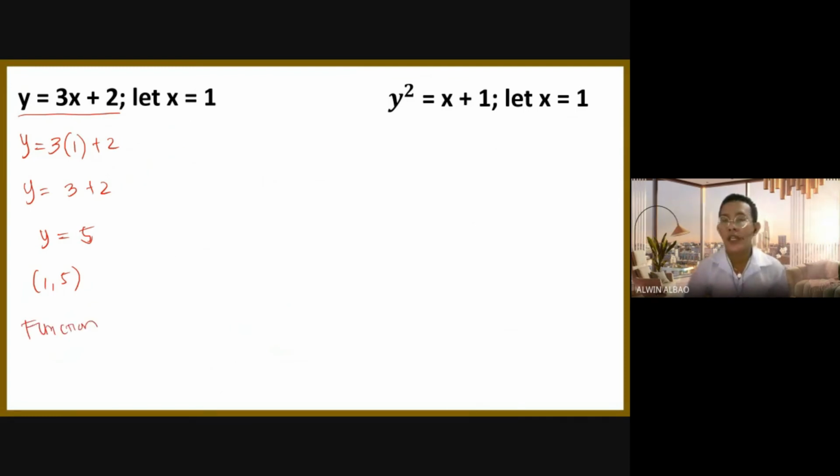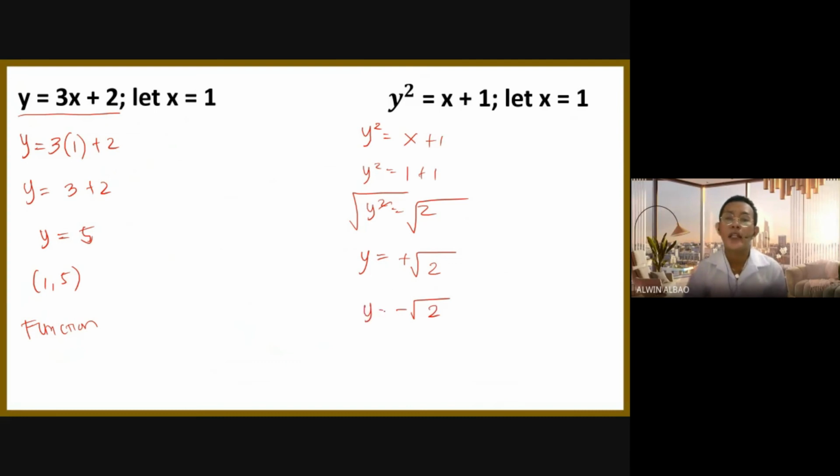Okay, let's have this. y squared equals to x plus 1, then let x equals to 1. So substitute natin, y squared equals to x plus 1. So y squared equals to 1 plus 1, y squared equals to 2. To get the value of y, square root natin sila both sides. So y is equals to, so cancel na squared, y is equals to square root of 2. So square root of 2, pwede siyang positive or negative. So, dalawa yung magiging solution natin. Kapag nag-square root tayo, so automatic yun, isang positive at isang negative yung ating magiging solution.